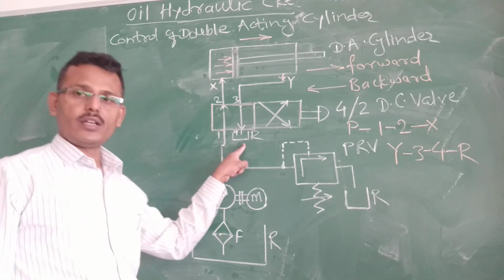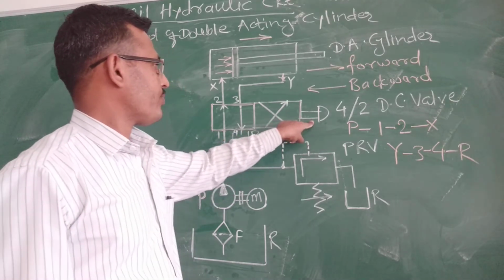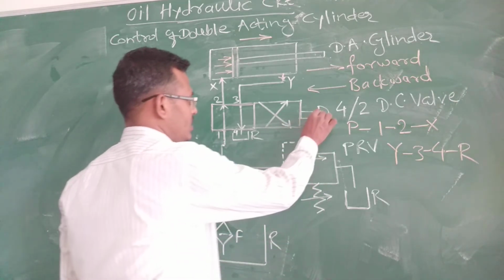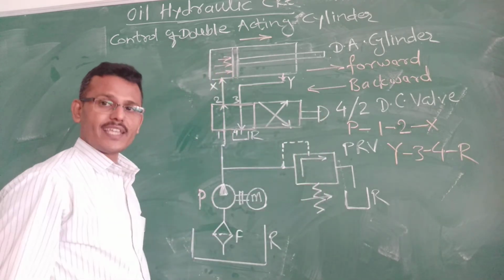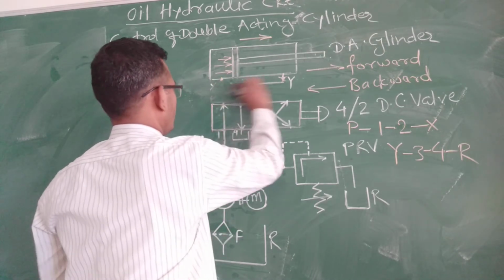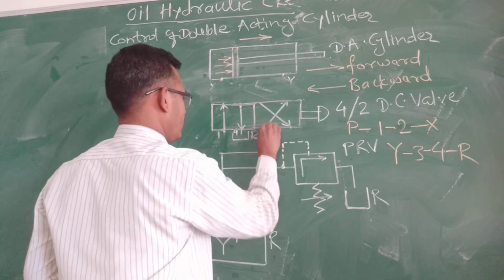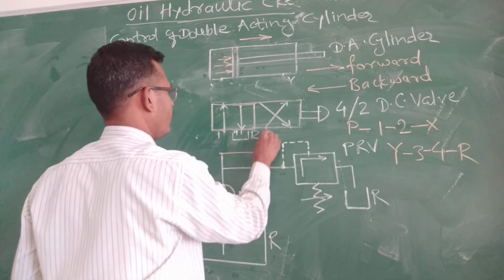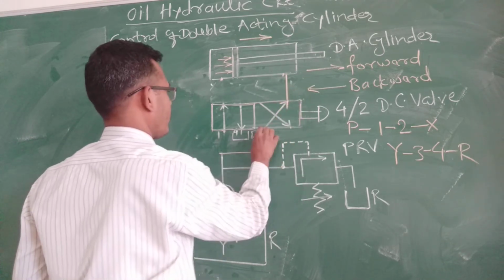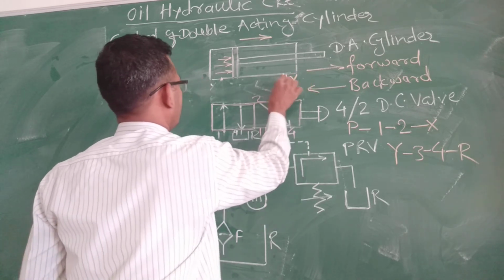For obtaining the return stroke, I have to push the push button of this 4x2 DC valve. When I operate this push button, I get the second position. In position number 2, the oil starts to flow from pump to port 1, then port 3.